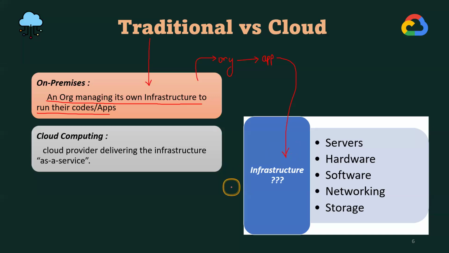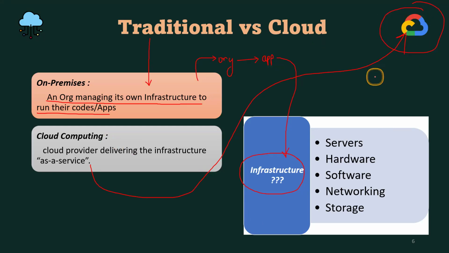What is meant by infrastructure, sir? It can be a number of servers, hardware, software, networking, storage. They have to manage all of these things. So that's what we call the traditional working model. In a traditional working model, the organization manages its own infrastructure to run their applications or code. But when you go to the cloud computing model, by whom is this infrastructure provided, sir? Can you guys confirm? The cloud providers provide you this infrastructure. When you go for the cloud computing model, the entire infrastructure is provided by the cloud providers.